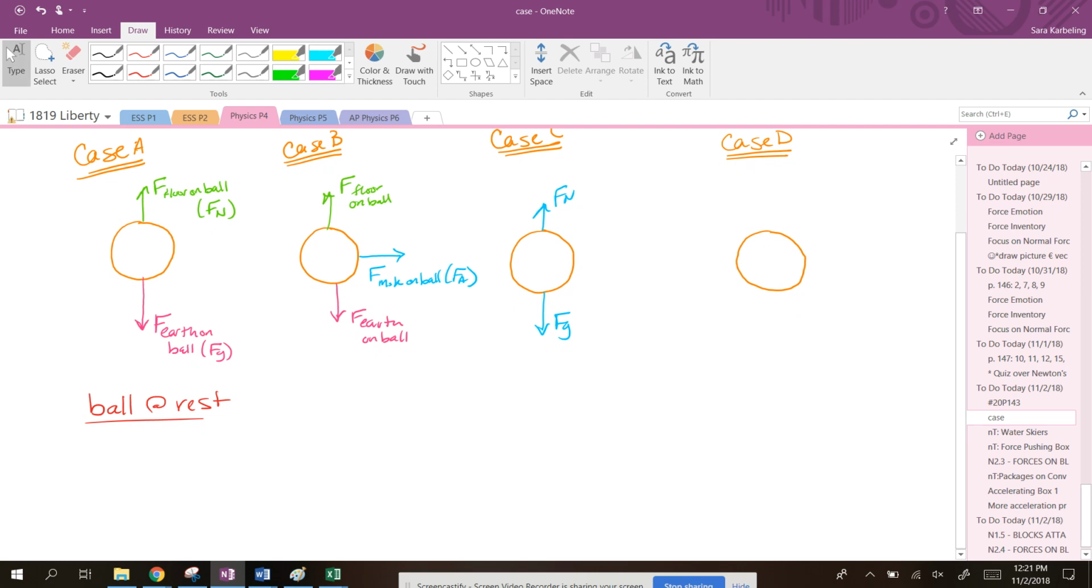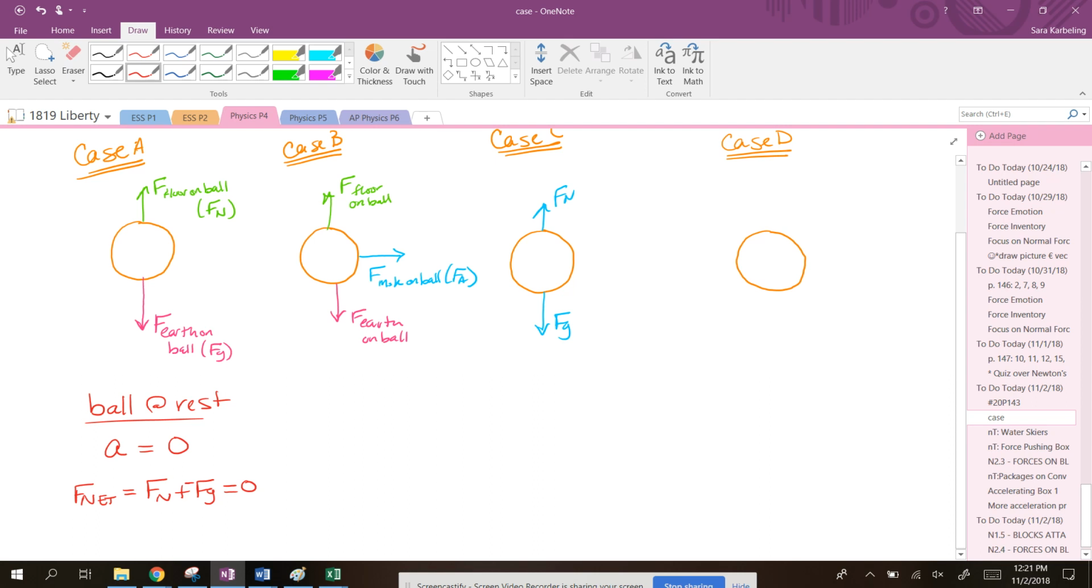If the ball is at rest, is the ball accelerating? No. So I'm going to say that the acceleration is equal to 0. What do we know about the forces acting on the ball in case A? The normal force acting up and the gravitational force pulling down. What do you know about those forces? We've talked about it a few times. They're equal? So that means that if we add them together, F net equals Fn plus Fg. Oh, but Fg is pulling down. They add up to 0.